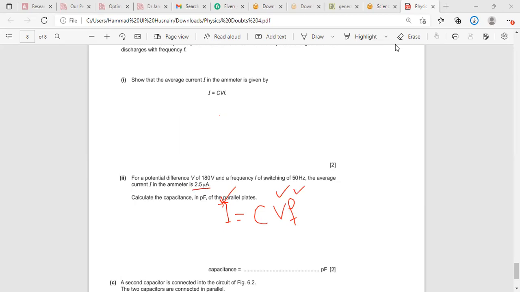Basically 2.5 microamperes means 2.5 into 10 raised power minus 6 amperes, right? And we need to find the capacitance, and the voltage is 180, so I is C into 180 into 50. We can just divide the expression on the left with 180 and 50. If you have a calculator, you can just give it a quick check. What is your answer?